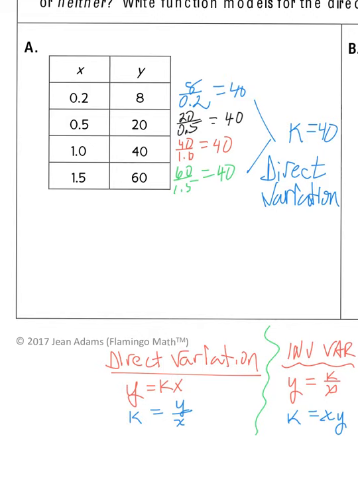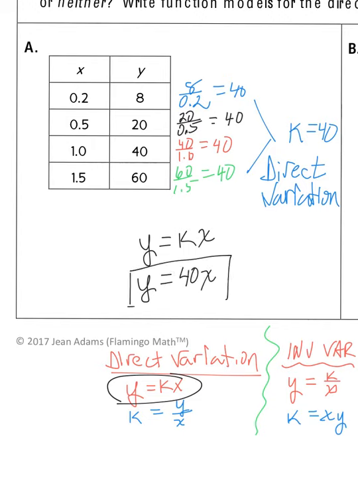That means the y equals. So I've got y equals k, and remember with direct variation, it looks like this right here, y equals k times x. Well, I know that my k is 40 times x. So this is my general formula, or what they like to call the function model. All right, so let's look at B.